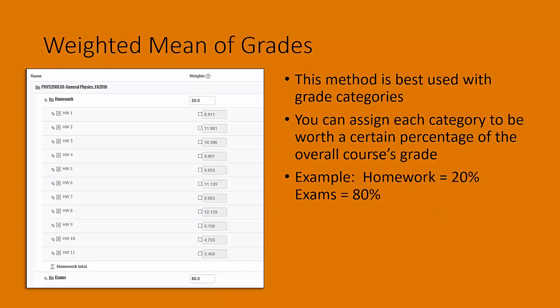Here we have the weighted mean of grades aggregation method. This method is best used with grade categories, where you assign each category to be a certain percentage of the overall course's grade. In the example on the screen, you will see that the homework category is worth 20% of the grade, and the exams category is worth 80% of the grade. You will notice the numbers underneath the homework category. What those numbers indicate for homework 1, 8.911, is how much weight that particular assignment has on the entire category.